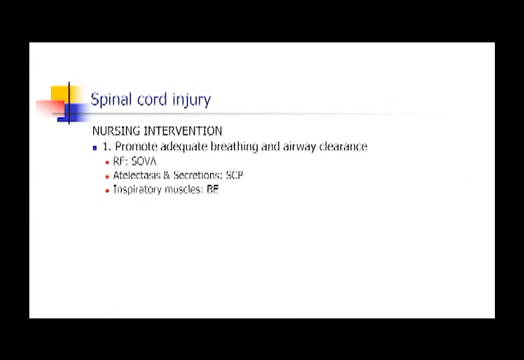Let us now continue with specific nursing interventions. First one would be to promote adequate breathing and airway clearance. How can we do this? We will do this by first recognizing signs of respiratory failure. So that is the RF here. Our mnemonic for this one would be SOVA. In S, this would refer to monitoring the oxygen saturation of our patient. This is through checking of the ABGs as well as the pulse oximetry of your patient.